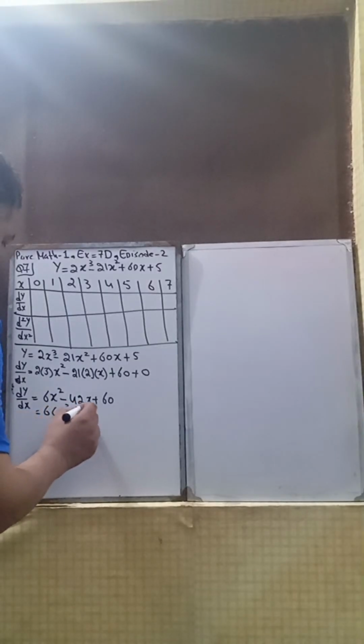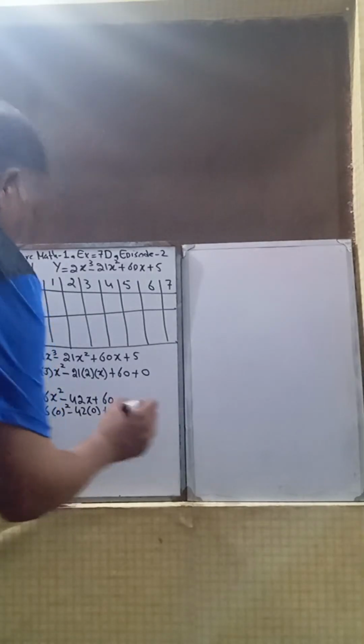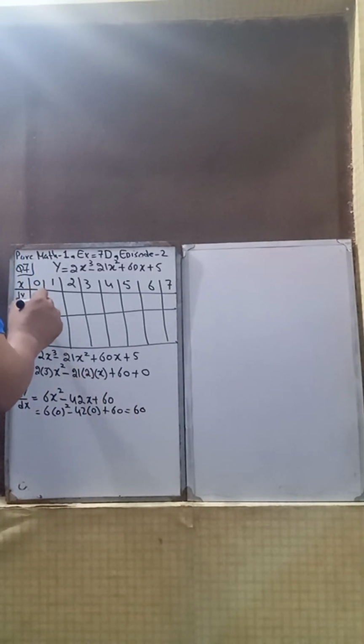This is my first derivative. So in place of x, I will put 0, then 1, then 2, then 3, then 4, then 5, then 6, and then 7. When I put x as 0, I'm just going to directly write the answer. It will be 60, which is positive.